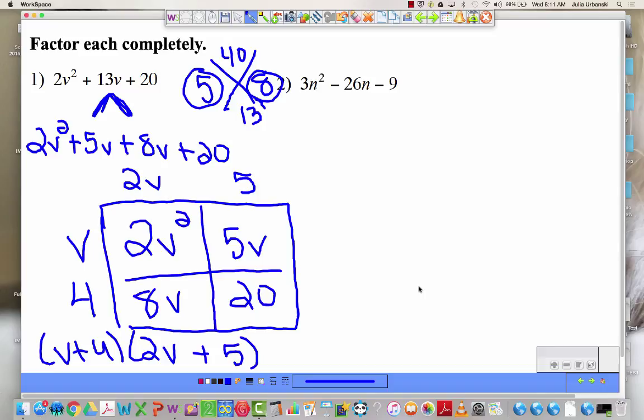Okay? So the only difference between yesterday and today is that we have to take that middle term right here and split it up into 2 terms so that we can see what goes into the 4 boxes. Let's do a couple more where I'm helping you, and then I'll just walk around and help.